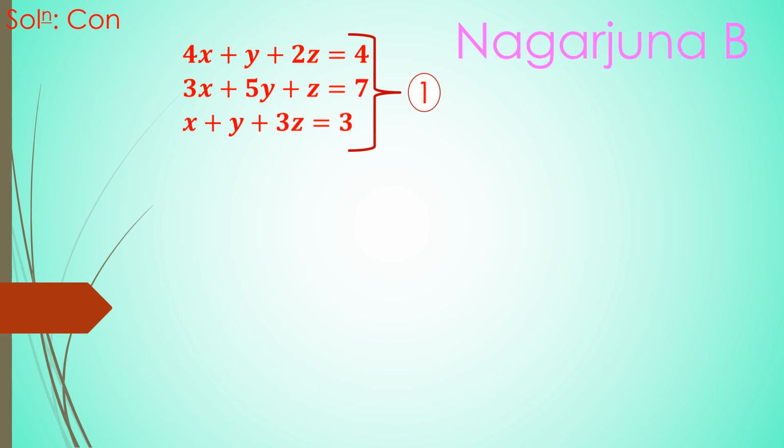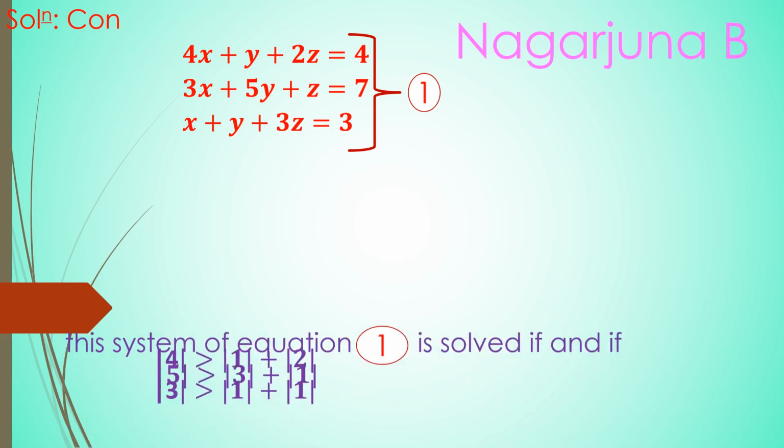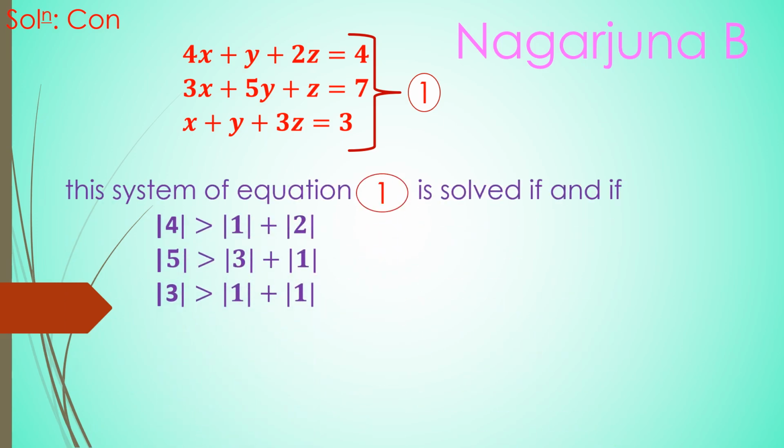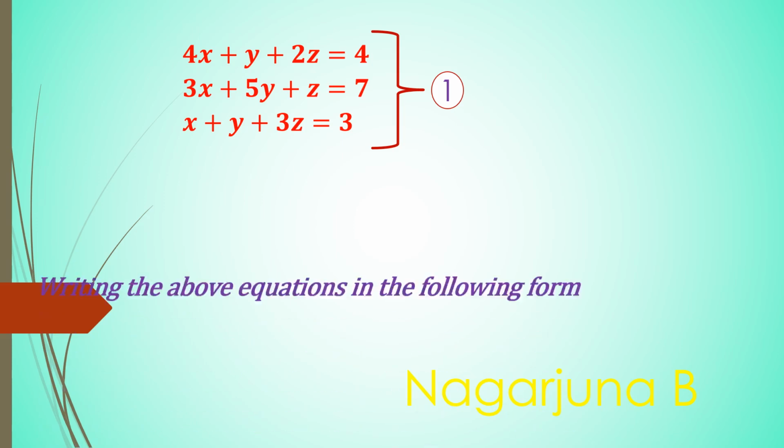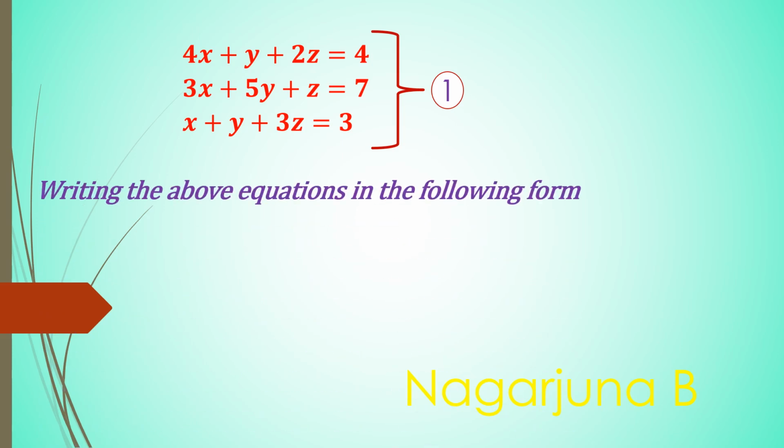Just now I explained that the system of equations can be solved if and only if the coefficients of the diagonal elements are greater than the sum of the coefficients of the non-diagonal elements. Right, so this is the condition and it has been satisfied. Therefore, we can solve equation 1 by using the Gauss-Seidel method. It is the system of equations which has been considered as 1 and this we shall solve by using the Gauss-Seidel method. Now, writing the above equations in the following form.